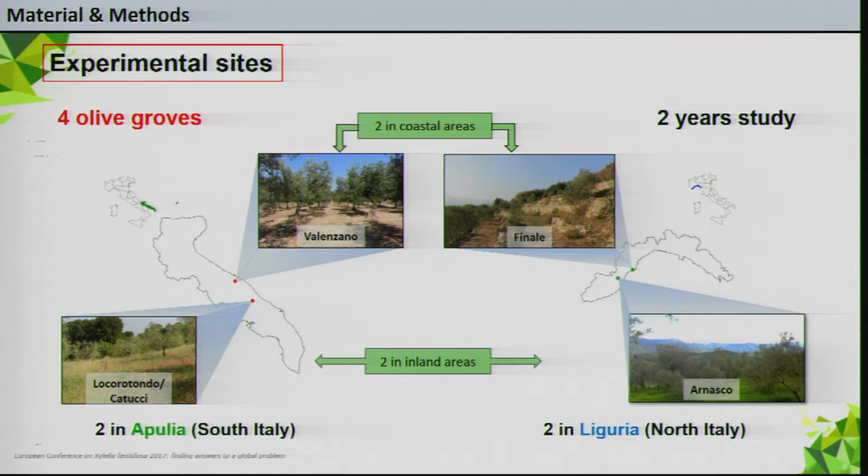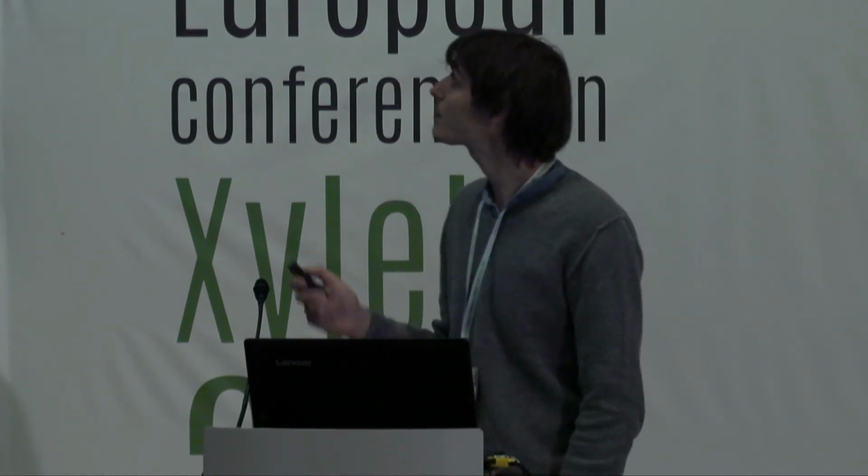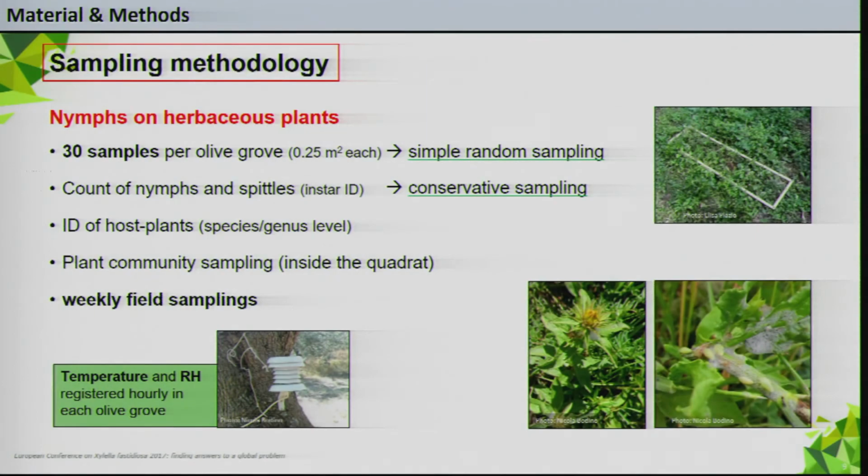Furthermore, two olive orchards were located in the coastal areas and two in inland areas, so also different mesoclimatic conditions. The sampling methodology for nymphs consisted of 30 samples per olive grove in a quadrant of 0.25 square meter with a simple random sampling.